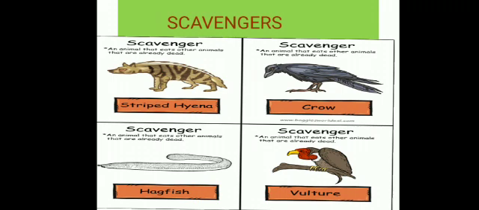Next is scavengers. The animals that feed on dead animals. They don't hunt like carnivore animals. They are just dependent on dead animals. For example, hyena, crow, vulture, hagfish, etc. are scavengers.